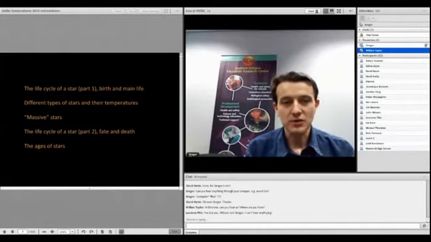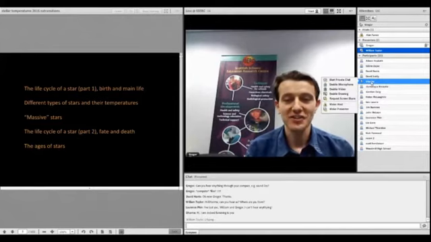I will begin by talking about how stars are born and the early stages of their life. I'm then going to talk about different types of stars and particularly talking about their colour and their temperature, which is kind of what the Hertzsprung-Russell diagram is. I'm going to start calling it a HR diagram as well.